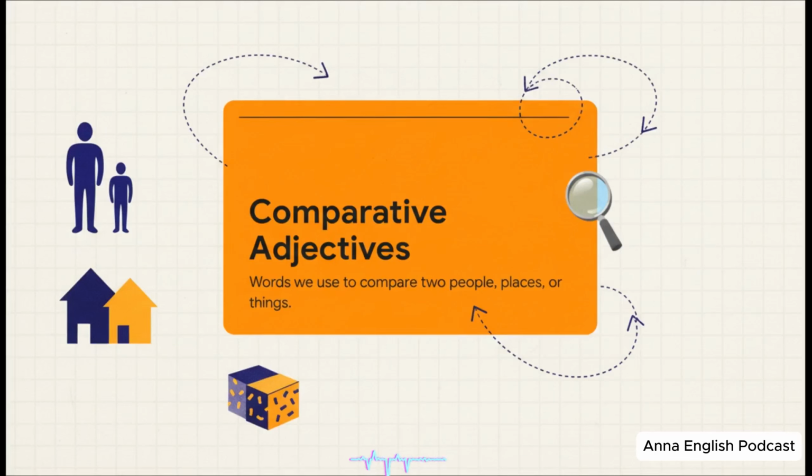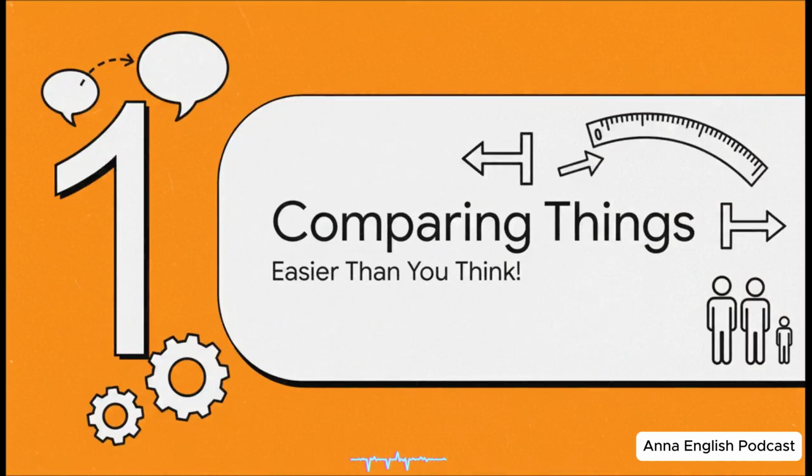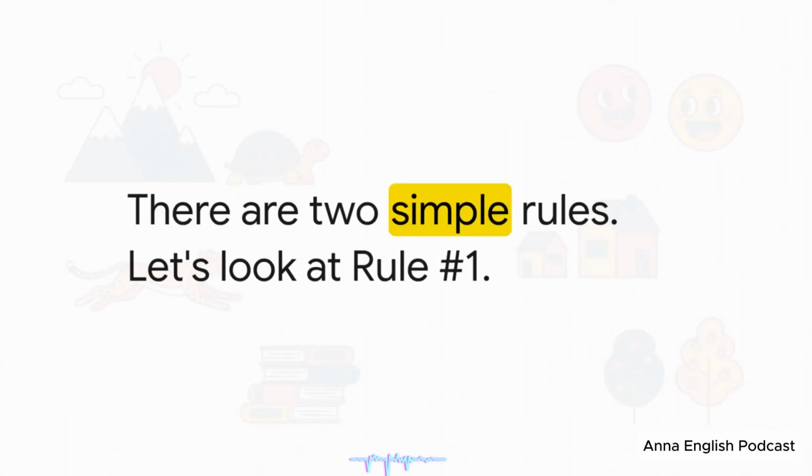I know, that sounds a little technical, but don't worry about it. It's actually super simple. They're really just words we use when we want to compare two people, or two places, or two things. That's it. Seriously, that's all there is to it. And you know what? I promise, comparing things in English is way easier than it sounds. You only need to remember a couple of super simple rules, and trust me, you'll be doing it like a pro in no time. So yeah, that's really it. Just two simple rules. You ready? Okay, let's jump right into rule number 1.